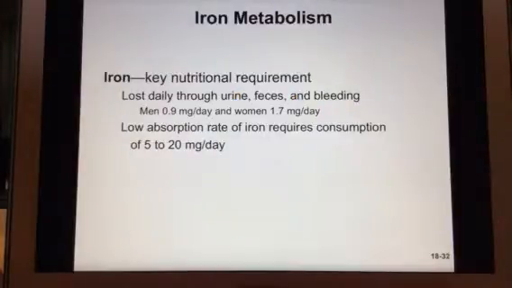Okay, that image back there, I would definitely take a look at it in your book, but I'm going to talk about it first. So we know that iron is a key nutritional requirement, but we're going to look at exactly why. We lose it daily through urine and feces and bleeding. And if we have a low absorption rate of iron, then we would need to consume about 5 to 20 milligrams per day to replace all of that.